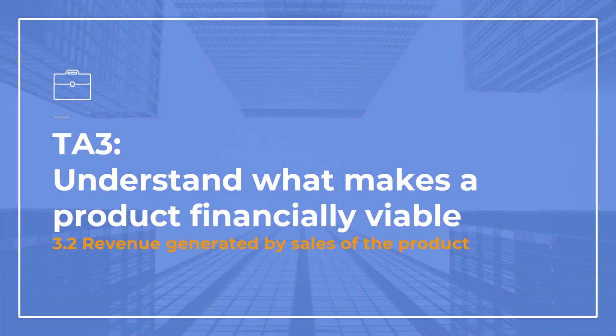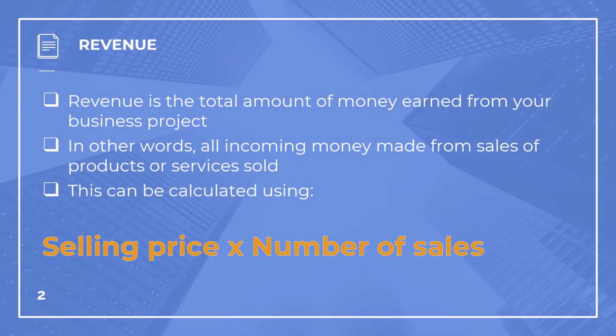This video is for topic area 3, understand what makes a product financially viable. This is 3.2, revenue generated by sales of the product. Revenue is the term used to describe the total amount of money earned from your business project. In other words, it's all of the incoming money made from sales of products or services. This can be calculated using sale price multiplied by number of sales.